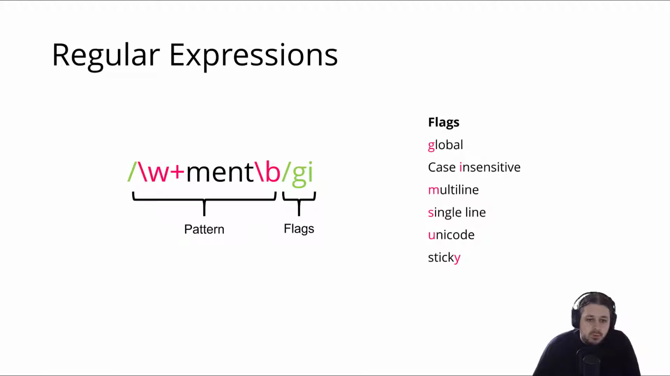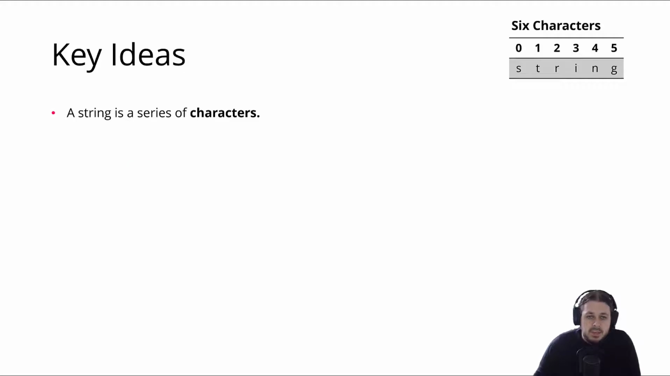And here, for example, we are using the flags g and i, and that means that this regular expression is global. That means we are looking for all instances and not just for the first one, and that it is case insensitive, so that we would match, for example, also words that are uppercase and not just lowercase in terms of the "ment". And then there are other flags, for example, multi-line if you want to match across lines, and some others. But the most important ones are certainly global and case insensitivity. Okay, so the key ideas behind regular expressions are as follows. A string is a series of characters.